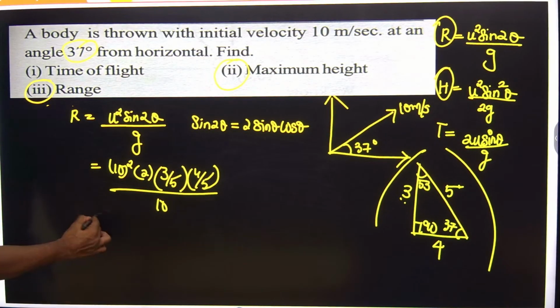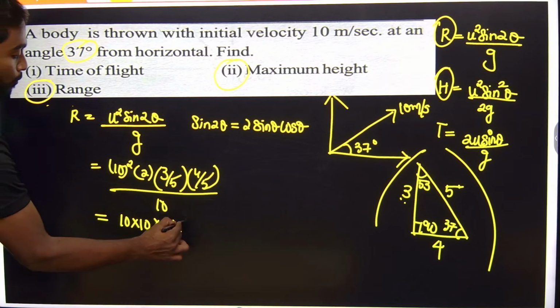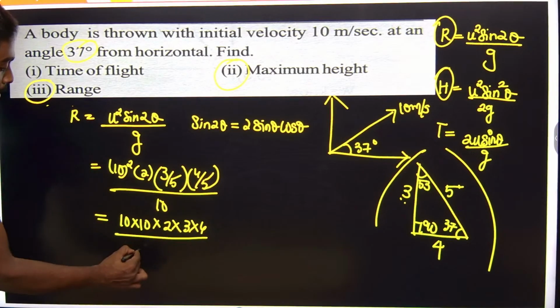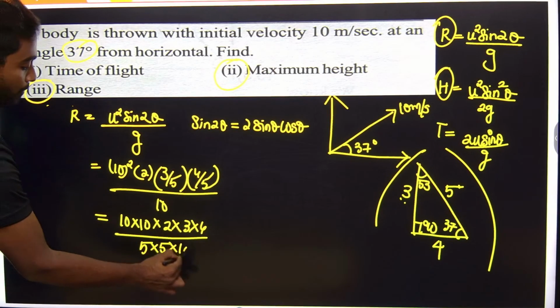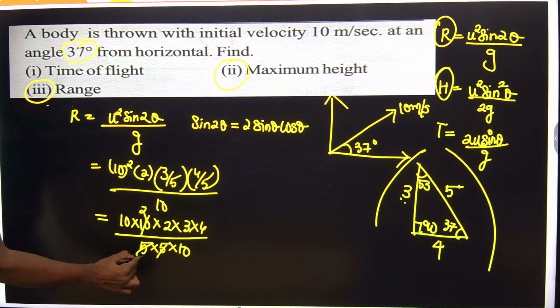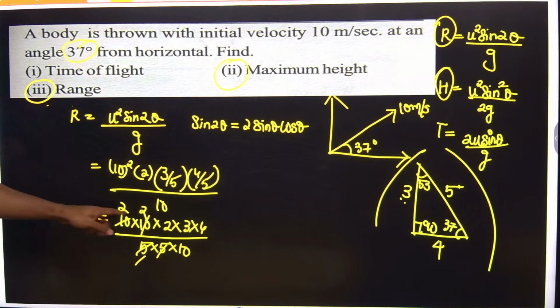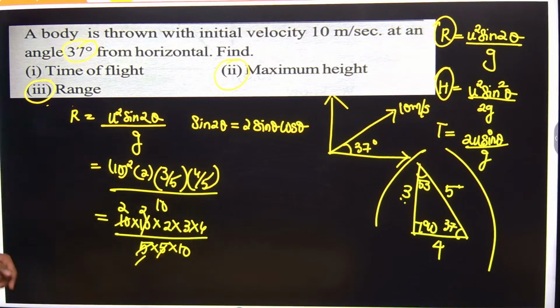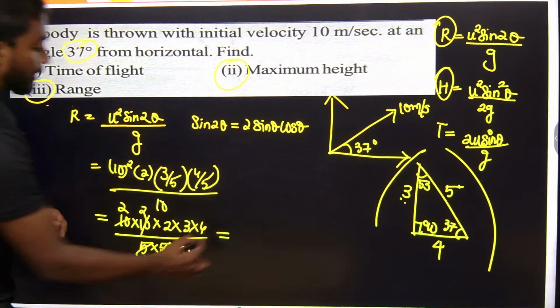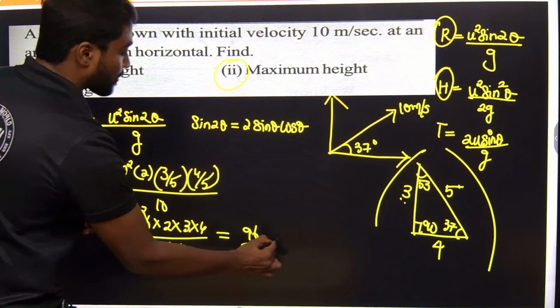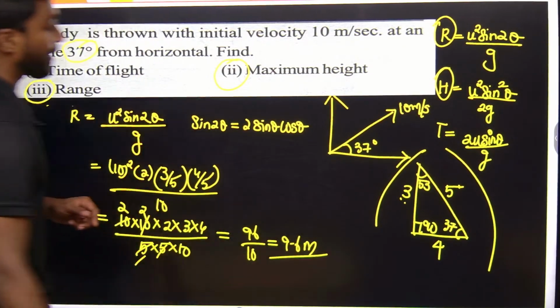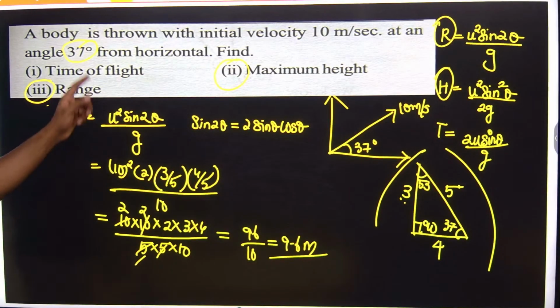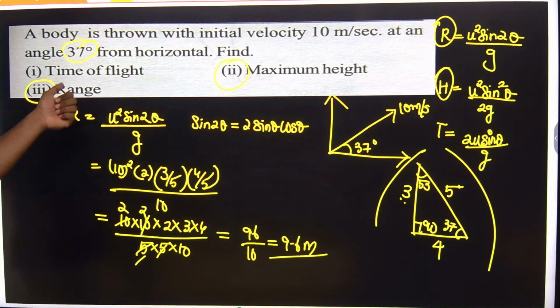So what will be the answer here? This one will be 10 into 10 into 2 into 3 into 4 divided by 5 into 5 into 10. So 1 times, 2 times and 1 times and 2 times. Done. So 2 2s are 4, 4 2s are 8, 8 3s are 24, 24 times 4 is 96. So 96 divided by 10, which is nothing but 9.6 meter. This is my answer for the range. So we got time of flight, maximum height as well as range.